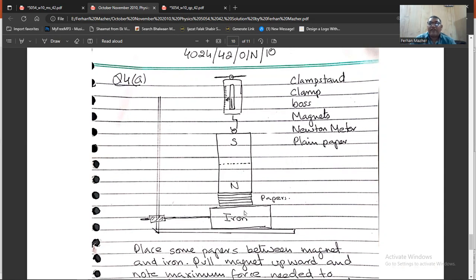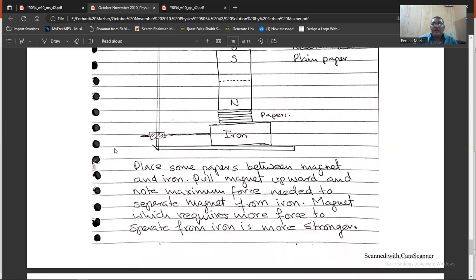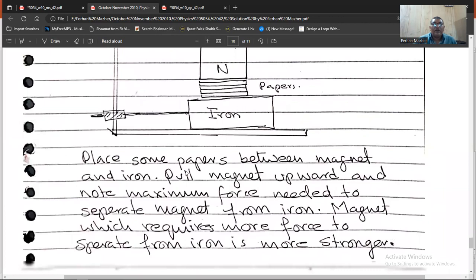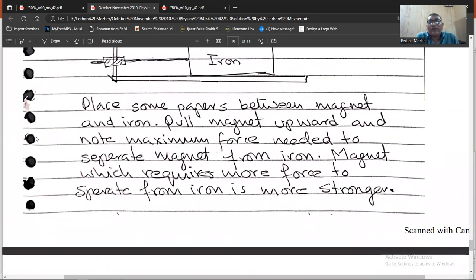Then do the same thing with magnet B. Same apparatus, same everything, 5 pages here, magnet B here, hook it with the Newton meter and pull it, and note down the maximum force which will be recorded here before this magnet is separated from a piece of iron. The magnet which takes more force to separate from the iron bar will be the stronger magnet.